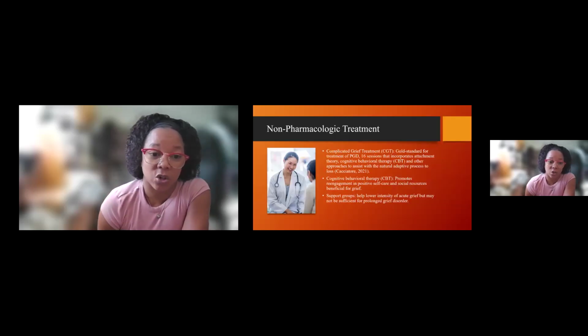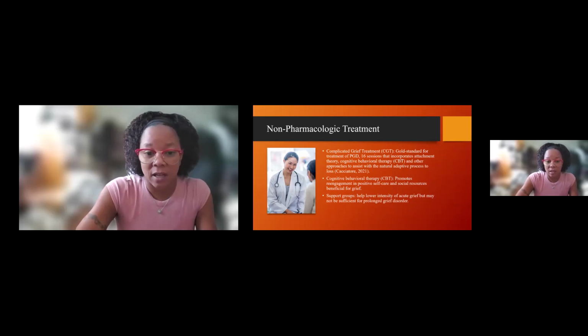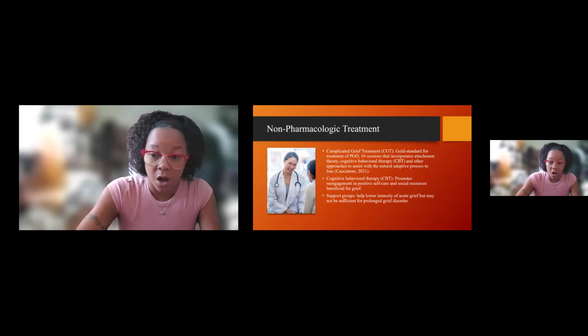Non-pharmacological treatment includes complicated grief treatment, which is the gold standard for the treatment of PGD. It involves 16 sessions that incorporate attachment theory, cognitive behavioral theory, and other approaches to assist with the natural adaptive process of loss. Cognitive behavior therapy focuses on identifying and changing maladaptive thought patterns and behaviors that prolong distress and hinder adaptation to the loss.